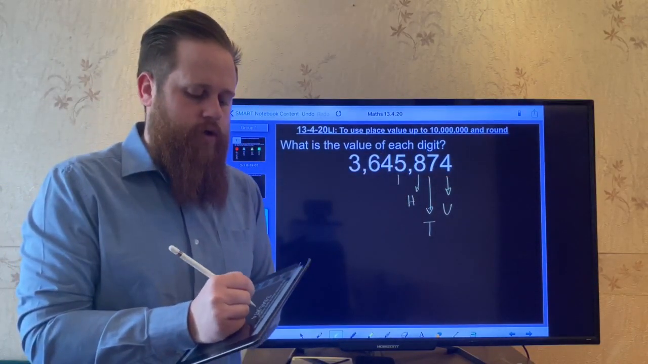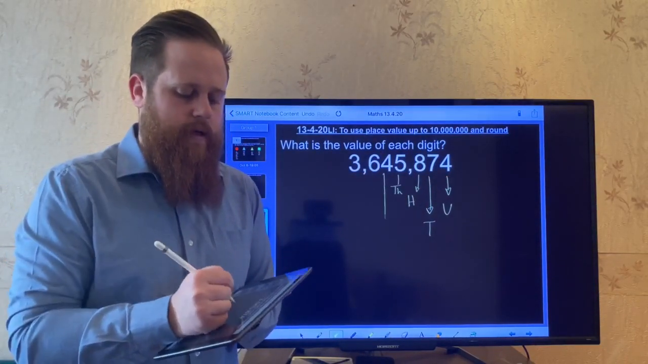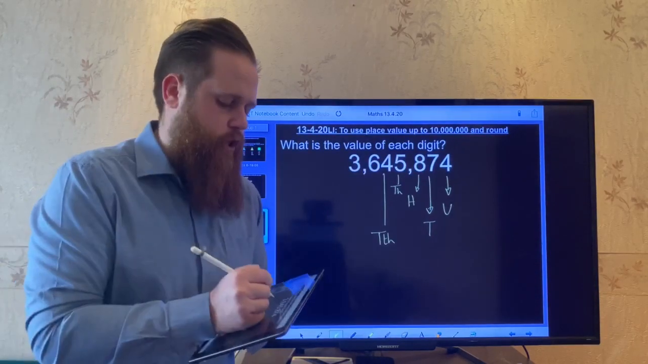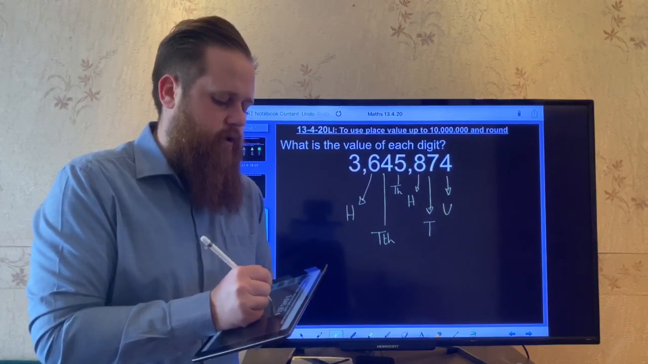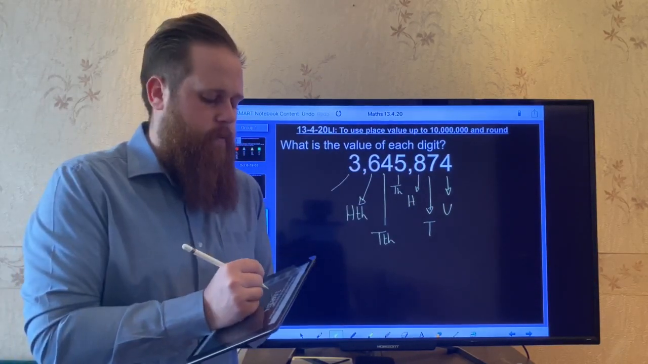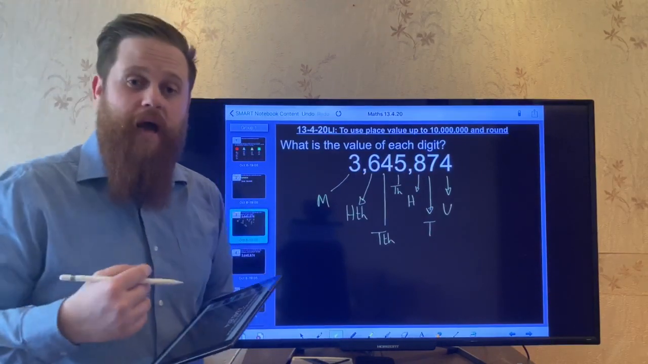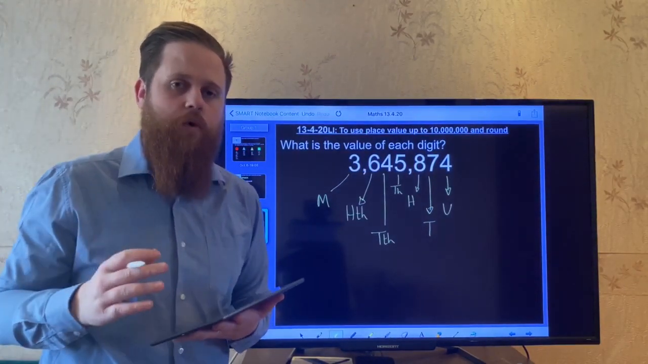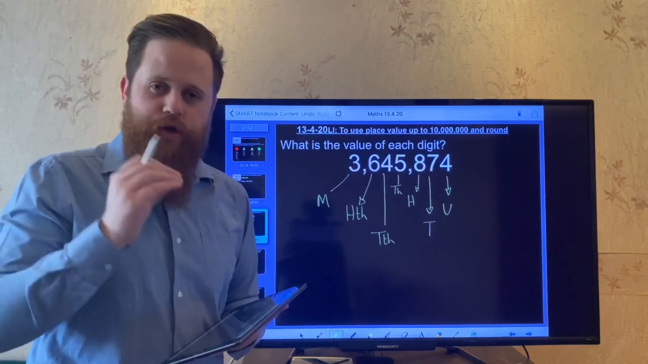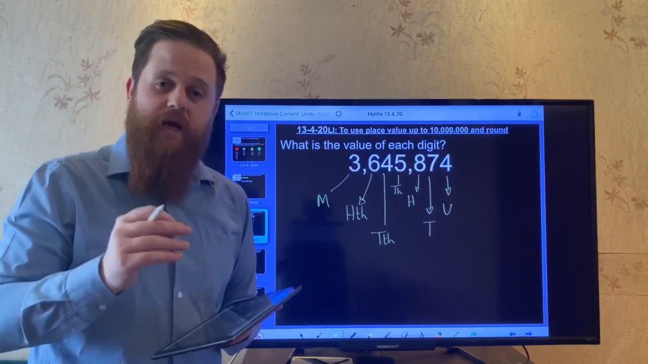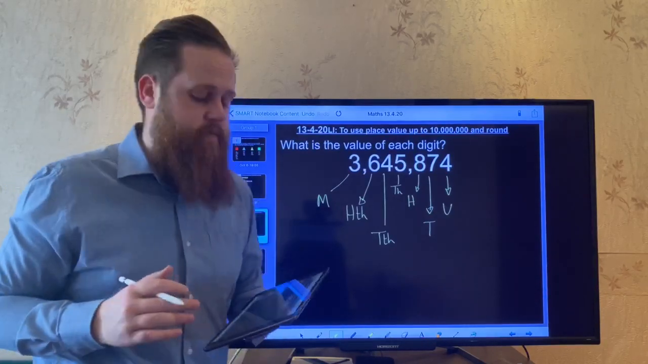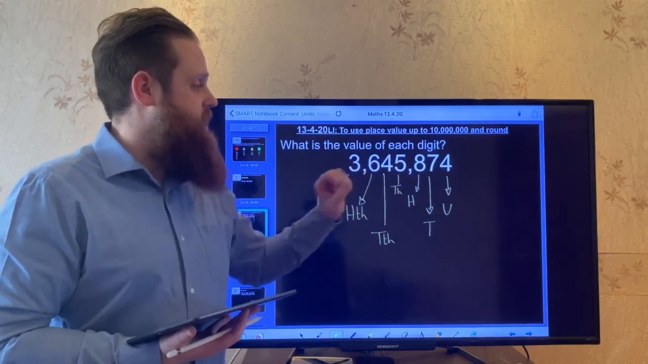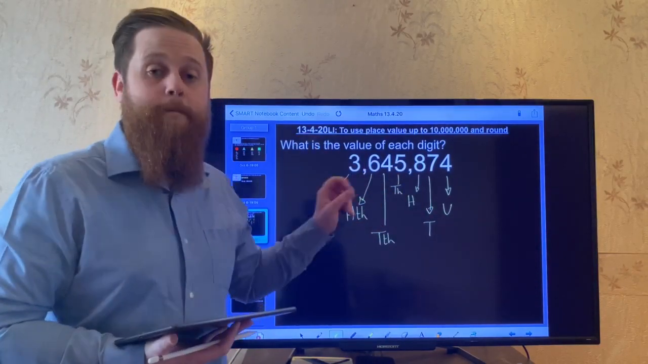The next one, of course, is thousands. I've then got tens of thousands, hundreds of thousands, and millions. Remember, I always point back to this whenever we're doing so many different areas of our mathematics work. Place value is key. Understanding what each number represents is really important. It helps in so many areas of mathematics. So remember, units, tens, hundreds, thousands, tens of thousands, hundreds of thousands, and millions.